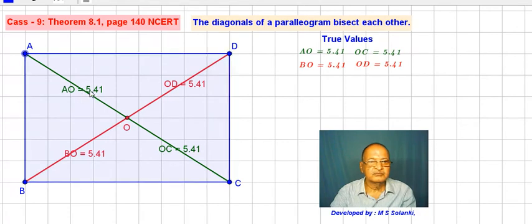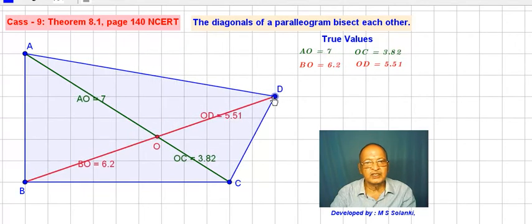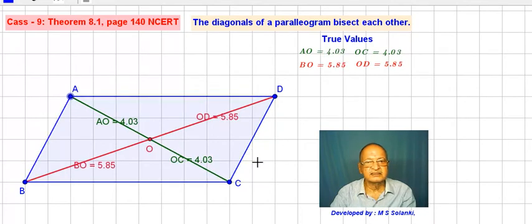Now you see 5.41, 5.41. Here also AO is 5.41 and OD is 5.41. So their sum will be 10.82. Here the sum of AO and OC, that will give AC, will be 10.82. Here BD will also be 10.82. So it is the fourth case. The fifth case, if you want to see, this is the fifth case.